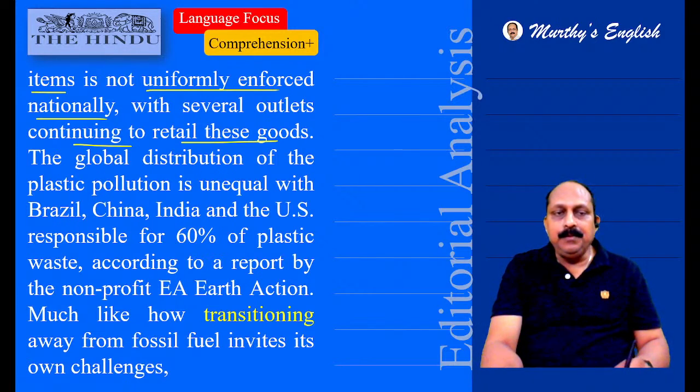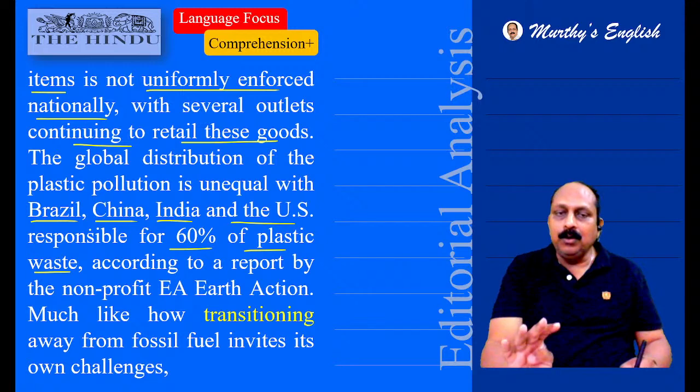The global distribution of the plastic pollution is unequal, with four countries, Brazil, China, India, and the US, responsible for 60% of plastic waste, according to a report by the non-profit EA Earth Action. Unfortunate.